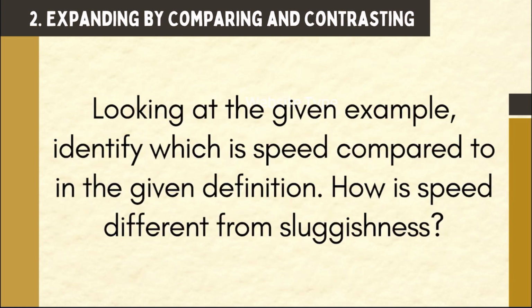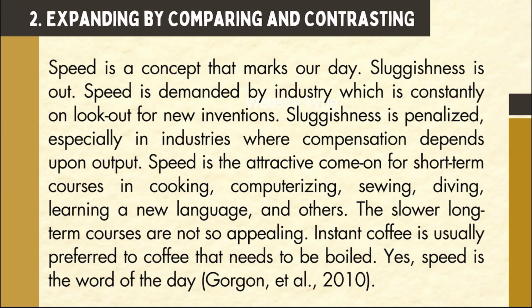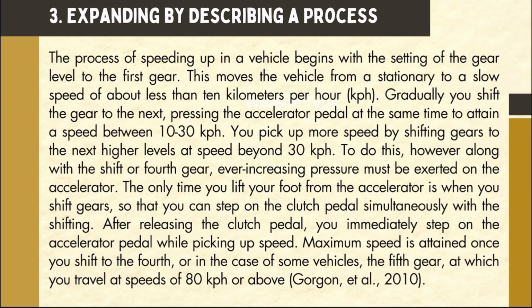2010. Now, looking at the given example, identify what speed is compared to in the given definition. How is speed different from sluggishness? Okay, the comparison in the definition is between, of course, speed and sluggishness. And also, speed means doing things quickly, while sluggishness refers to being slow or inactive.